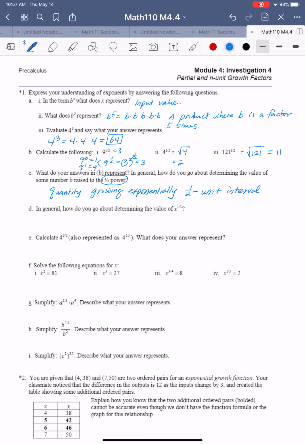All right, so D, in general, how do you determine the value of x to the 1/3? Same thing, the quantity is also growing as a power, but this time in 1/3 unit intervals.